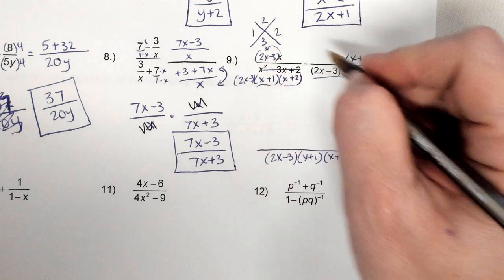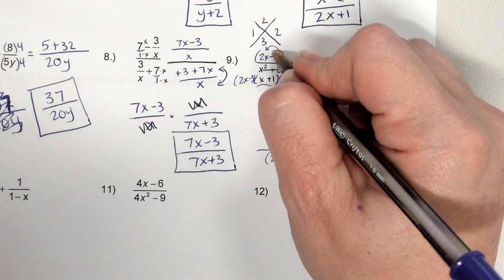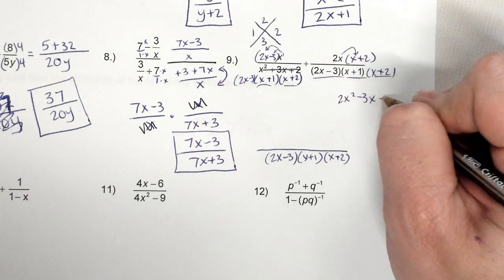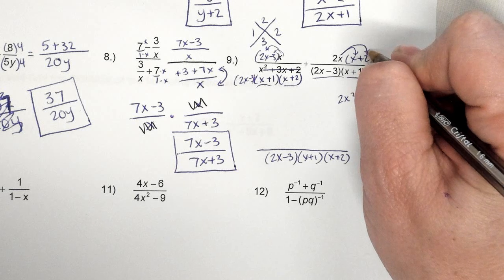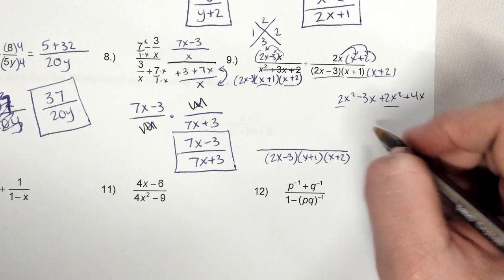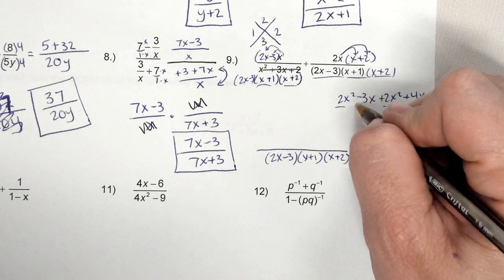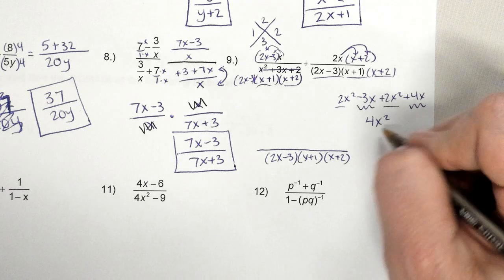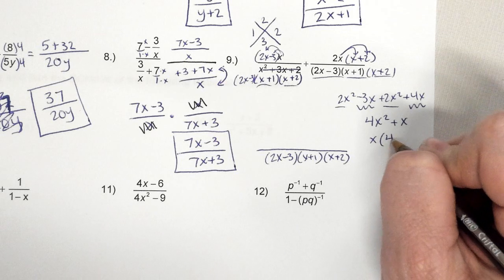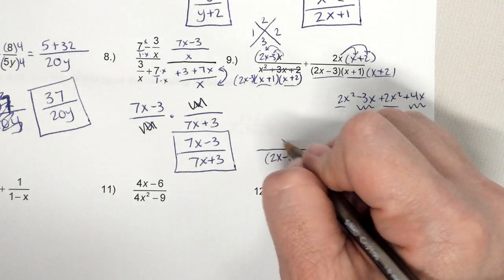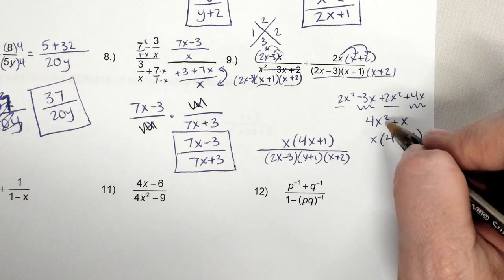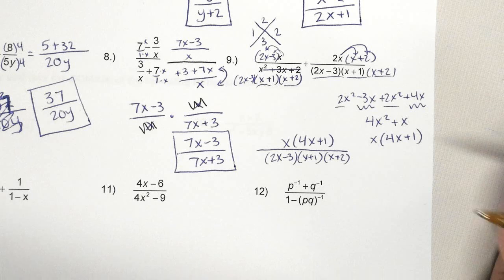So x times 2x is 2x squared. X times negative 3 is negative 3x. Positive 2x times x is positive 2x squared. 2x times 2 is 4x. Well, these are like terms, so 2x squared plus 2x squared is 4x squared. Minus 3x plus 4x is plus x. Well, that has a GCF of x, and I'm left with 4x plus 1. Well, nothing simplifies. So there's your answer.